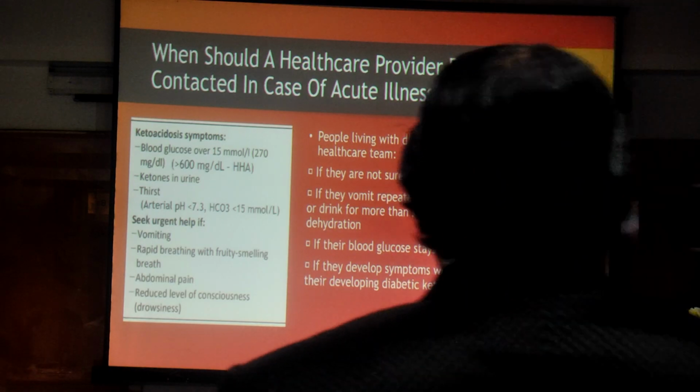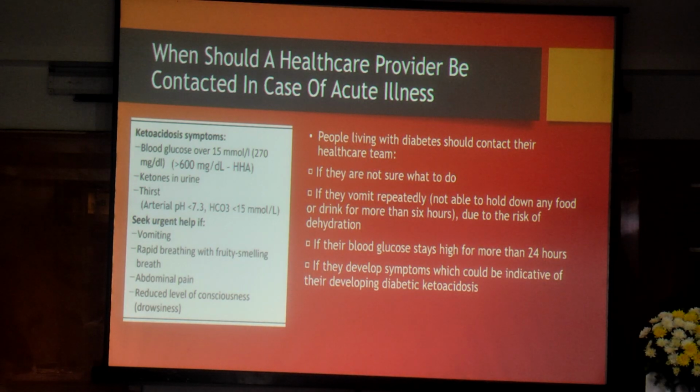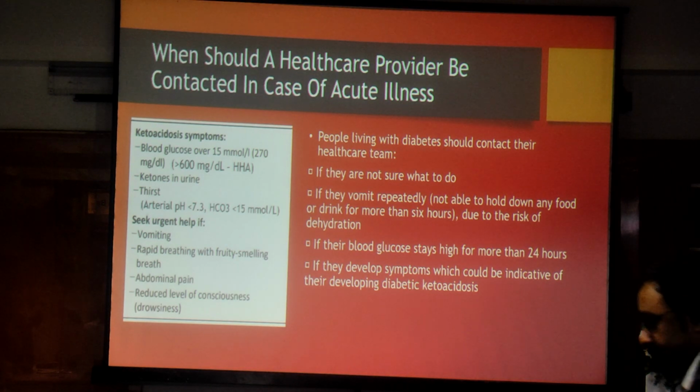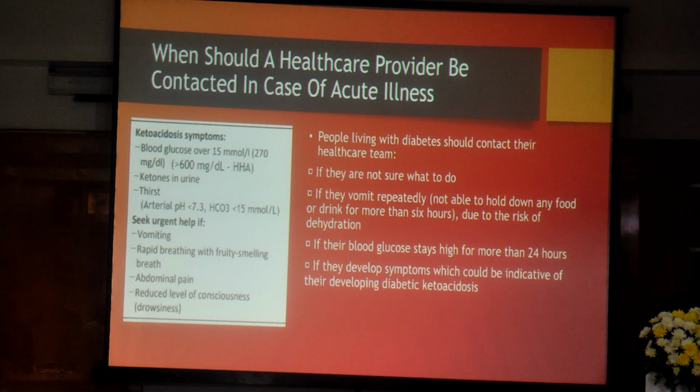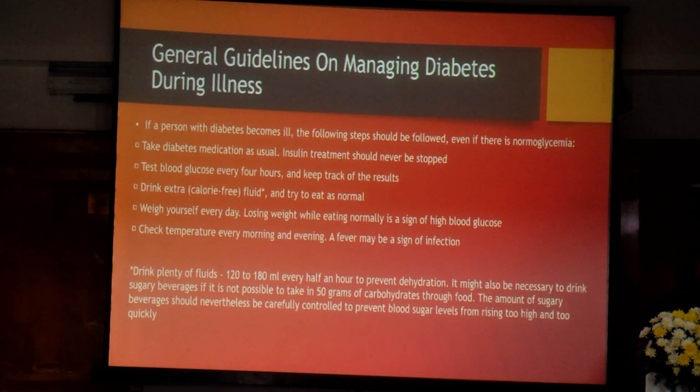So now this trigger is also important. When should the patient contact the healthcare provider in case of acute illness? If they are not sure what to do, if they are vomiting repeatedly and have not been able to hold down any food or drink for more than 6 hours, due to the risk of severe dehydration, they must contact their healthcare providers. If their blood glucose stays high for more than 24 hours, or if they develop symptoms which could be indicative of impending diabetic ketoacidosis. Again, the symptoms of ketoacidosis and the blood sugar levels, etc., I have described in the table. But seek urgent help in case of vomiting, rapid breathing with fruity smelling breath, abdominal pain, etc. Definitely contact the doctor, and that requires admission as well.